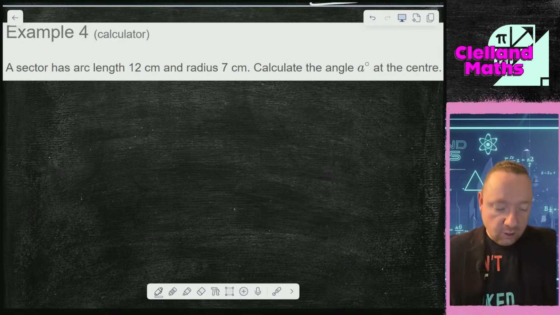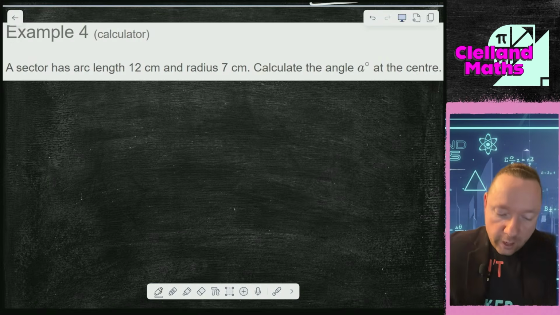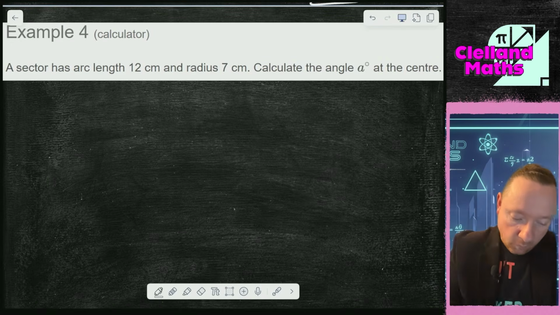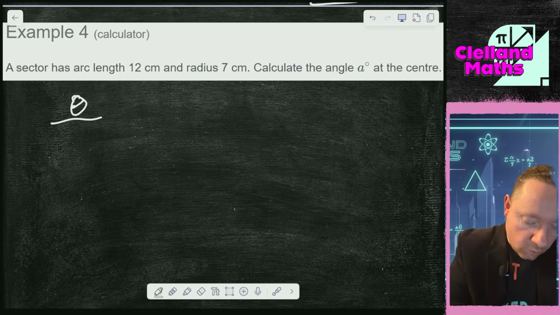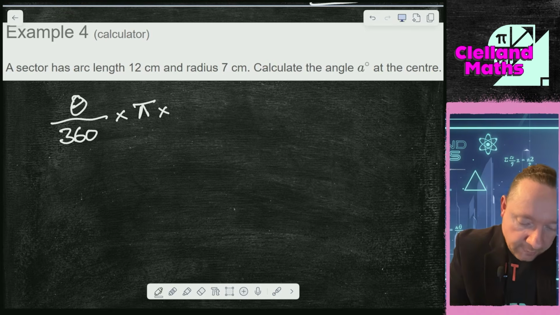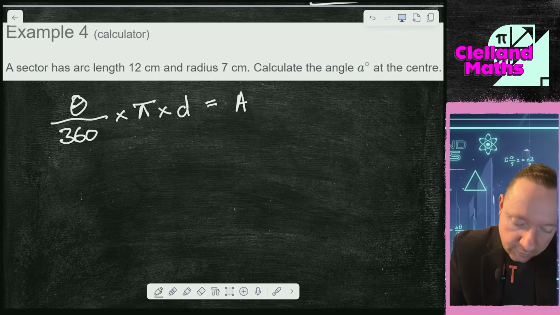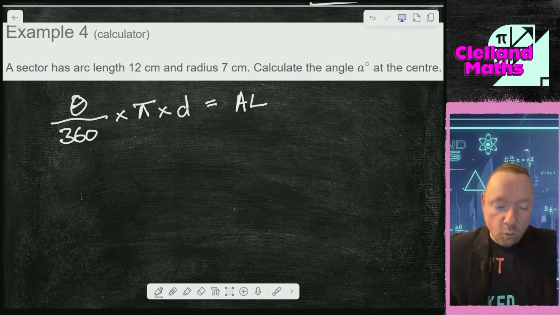Example 4 in arcs and sectors. A sector has an arc length of 12 and a radius of 7. Find the angle. Remember, angle, I'll just write angle as a theta, that's the general for an angle, over 360 times pi times the diameter equals the arc length. So we're just subbing in everything we know.